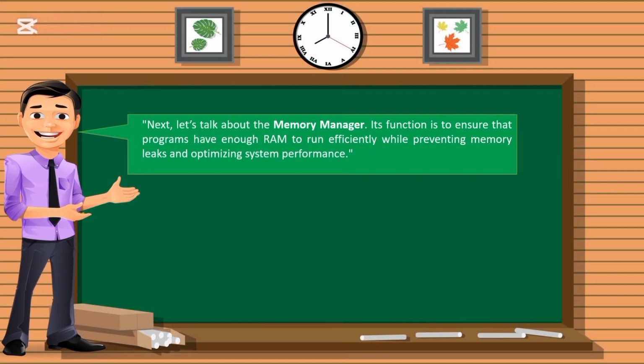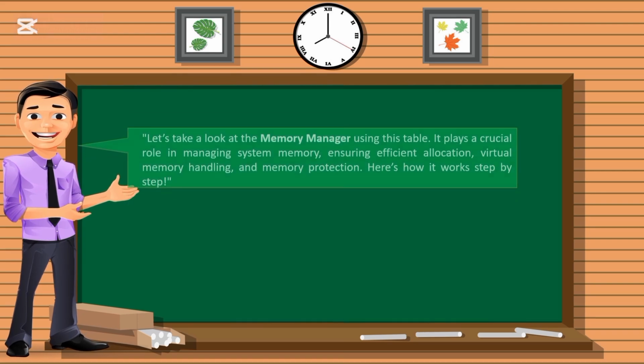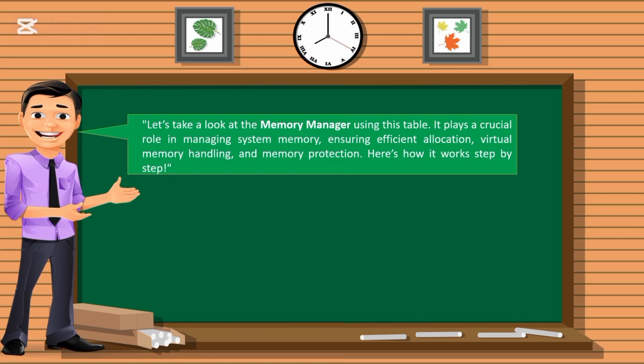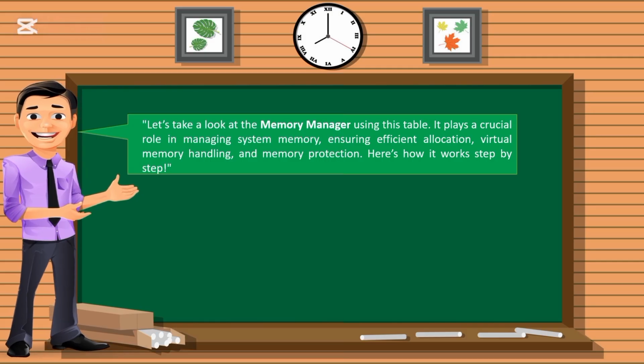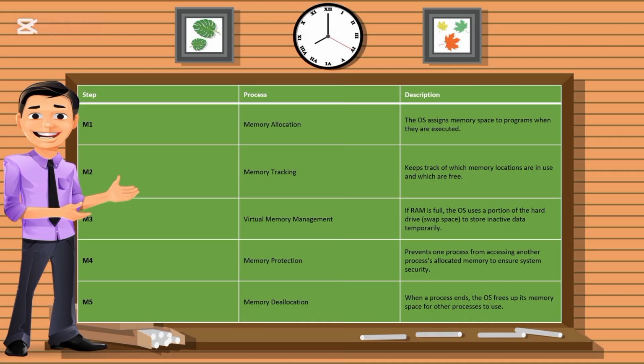Next, let's talk about the Memory Manager. Its function is to ensure that programs have enough RAM to run efficiently while preventing memory leaks and optimizing system performance. Let's take a look at the Memory Manager using this table. It plays a crucial role in managing system memory, ensuring efficient allocation, virtual memory handling, and memory protection. Here's how it works step by step.